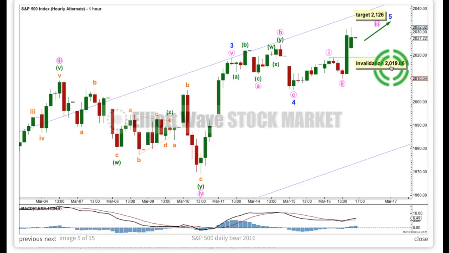If we see a new low below 2019.06 tomorrow, then that tells us that from this low to this high, the upward movement fits as a 3, and it's complete. And so that tells us that that first hourly wave count has a much better fit, is much more likely to be correct.